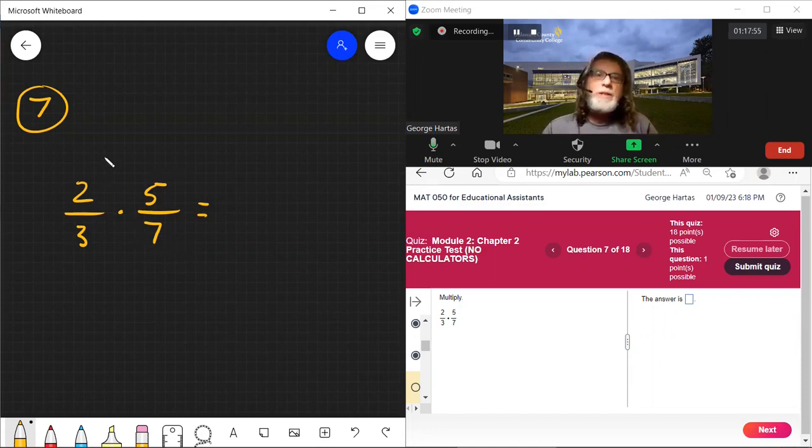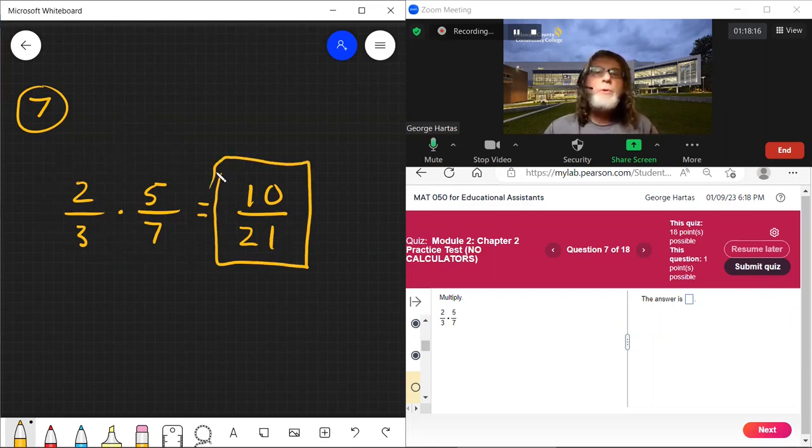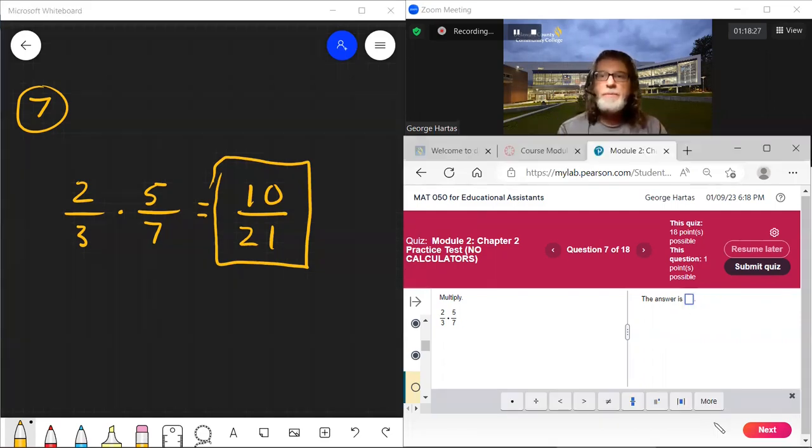Now that we looked and saw that we cannot reduce, all we have to do is simply multiply straight across. So we have 2 times 5 is 10, 3 times 7 is 21. Now, without even thinking about it, we know this is our final simplified answer. The reason we know that is because we could not reduce here. If we could not reduce here, then we can definitely not reduce here. So our answer is 10 over 21.